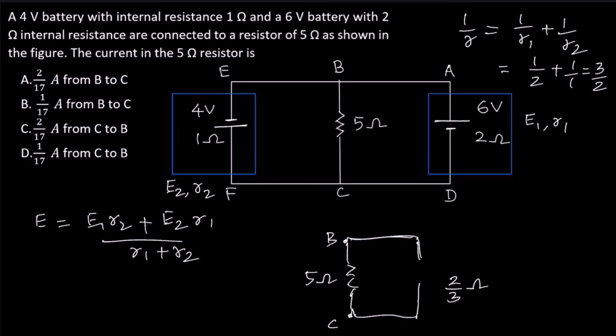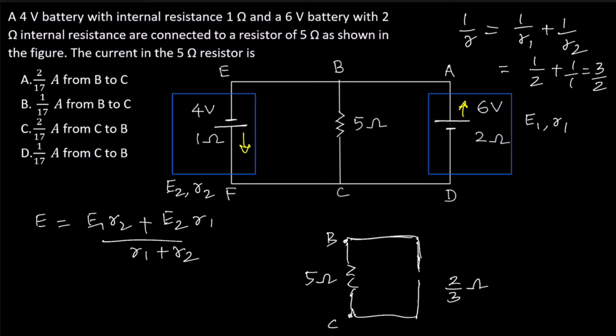Now come back to the equivalent EMF of the single cell. I'm not drawing the cell yet because I don't know whether the positive polarity of the battery will face upwards or downwards. But here you need to be careful. Look at the two batteries in the blue boxes. For the 6 volt battery, the positive terminal is facing upwards. For the 4 volt battery, the positive terminal is facing downwards.